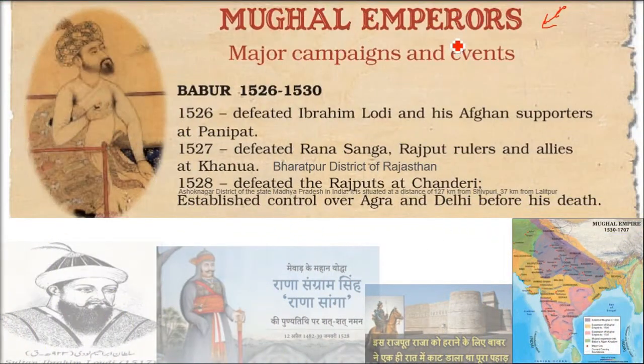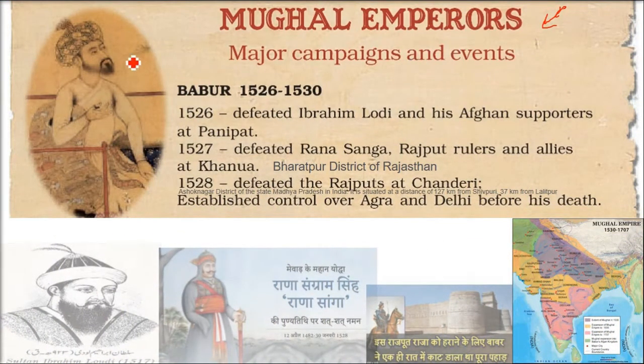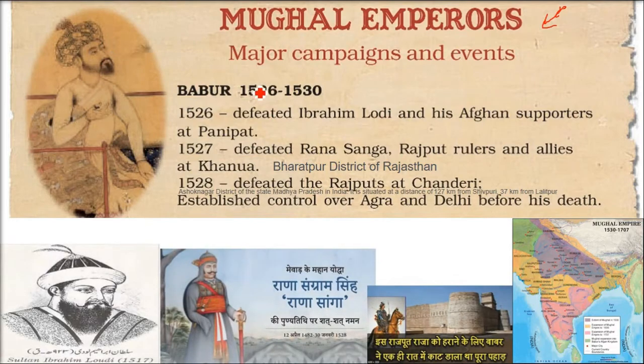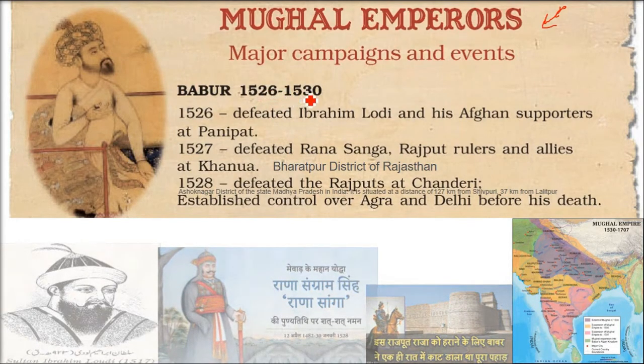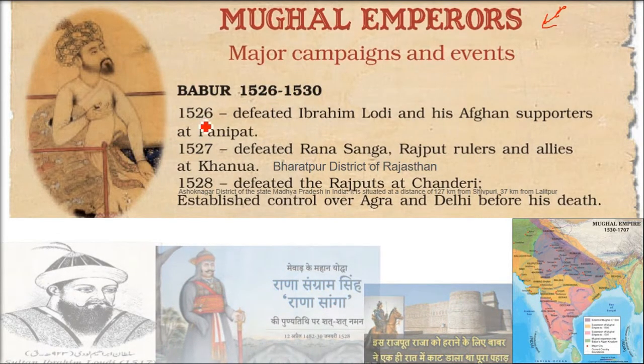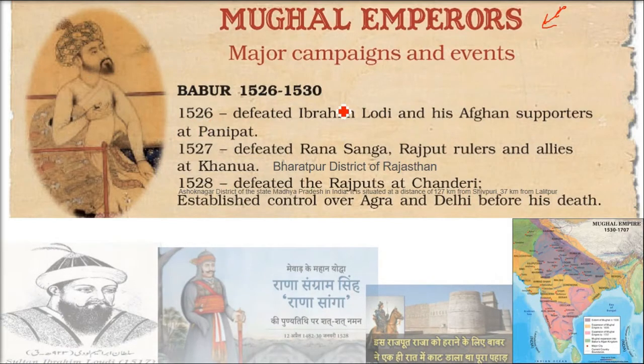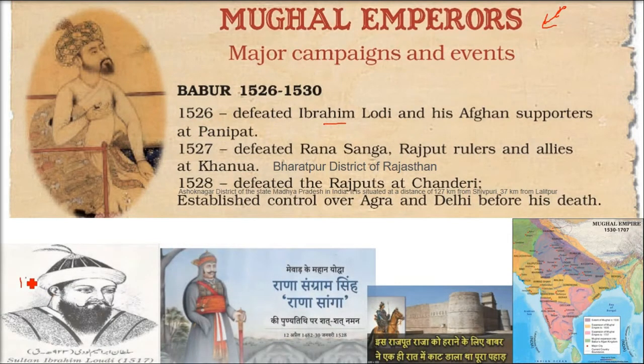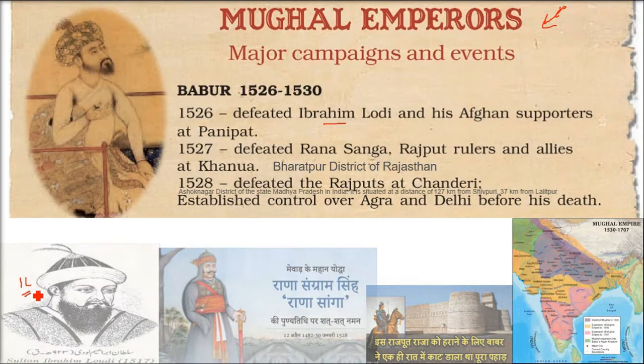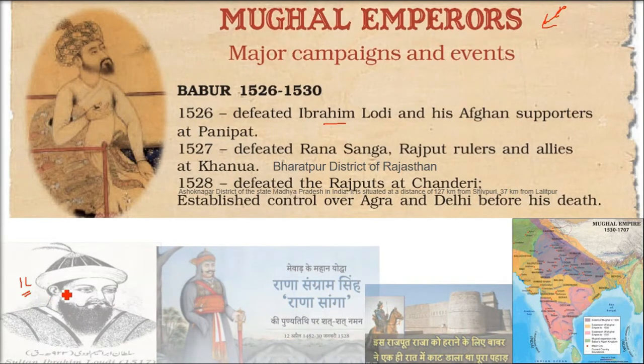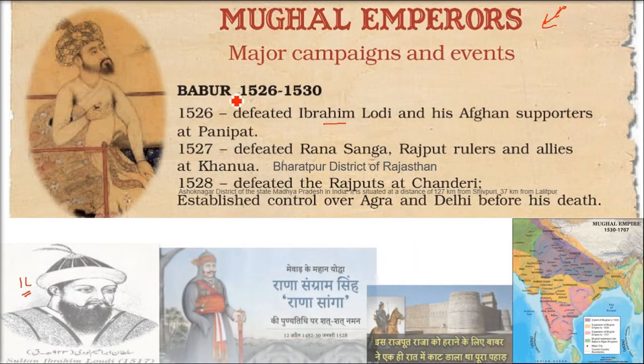Now we are talking about Mughal emperors. So the first one is Babur. Now Babur, 1526 to 1530, as the Mughal emperor. Now in 1526, he defeated Ibrahim Lodi in Panipat's first battle. Ibrahim Lodi and also the supporters, Afghan supporters. Afghans always created problems for the Mughal emperors.